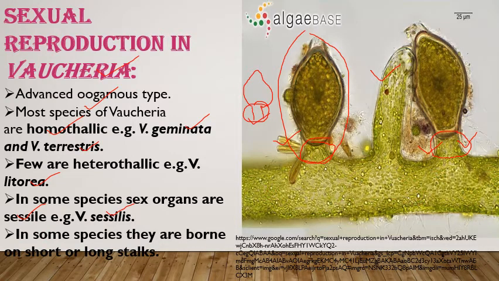इसके अलावा there are some species which are born on short or long stalks. We can see here these are short stalks. Next is male reproductive structure, that is Antheridium. So Antheridium is a tubular structure, cylindrical shaped structure or hook-like structure.